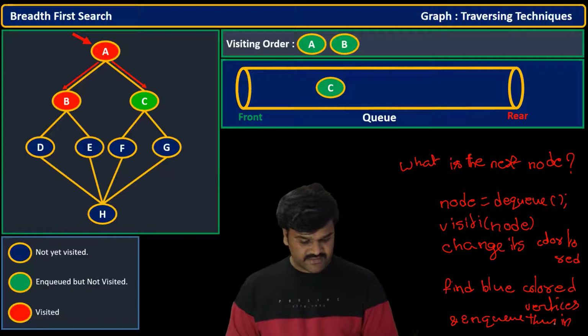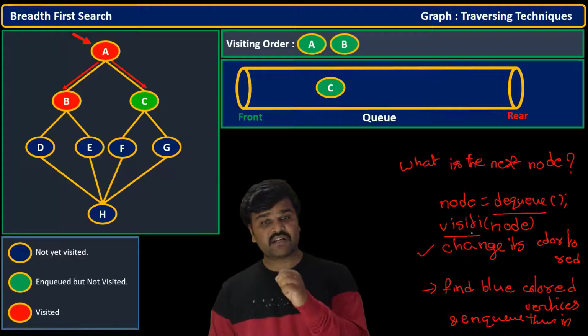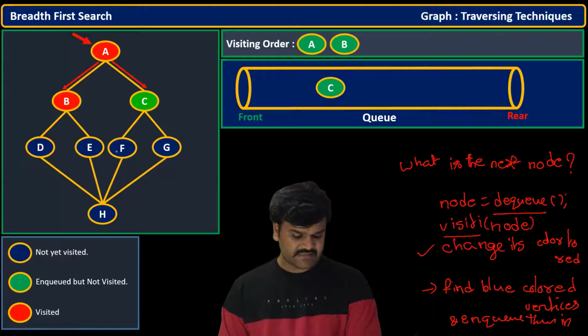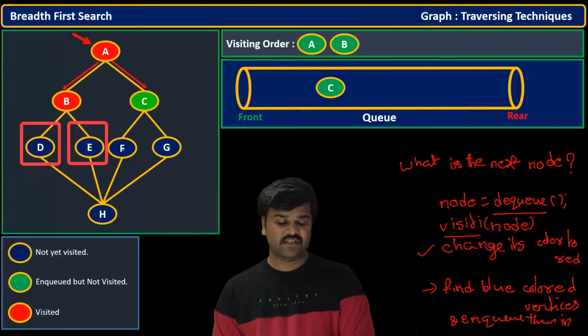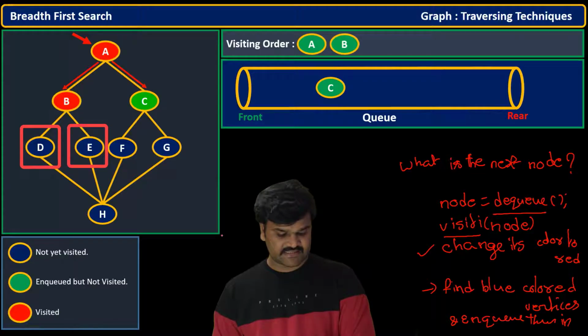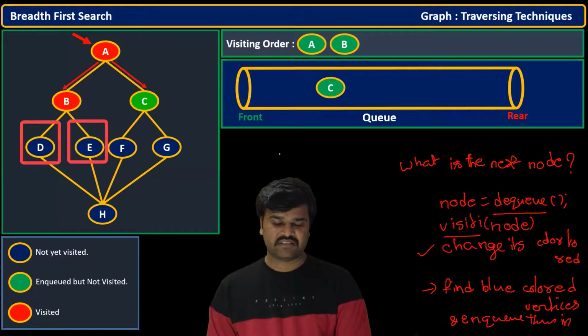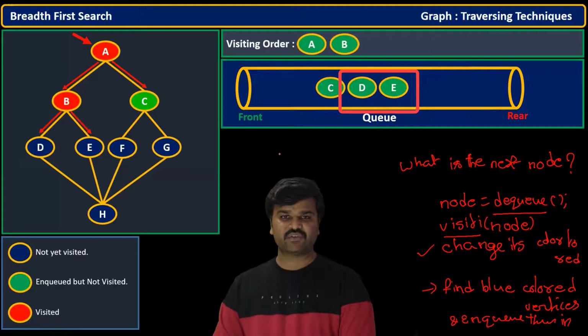Now let us see, when you are at B, you DQ'd, so B came out, you visited B, so that is why we change the color to red. Now identify adjacent blue colored vertices. For B, the adjacent blue colored vertices are D and E. Of course A is also adjacent, but A is already visited. So only D and E we are considering, and in any order you can NQ them. So D and then E we NQ'd.